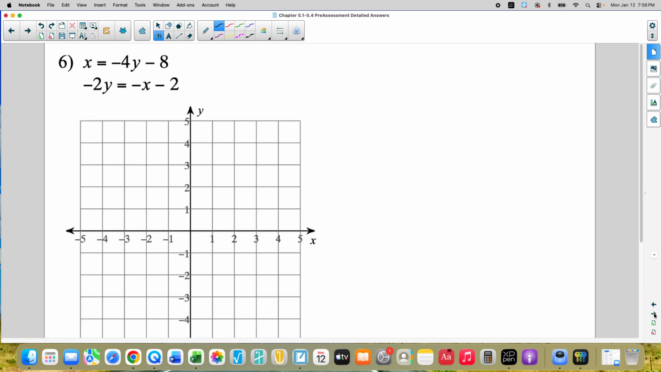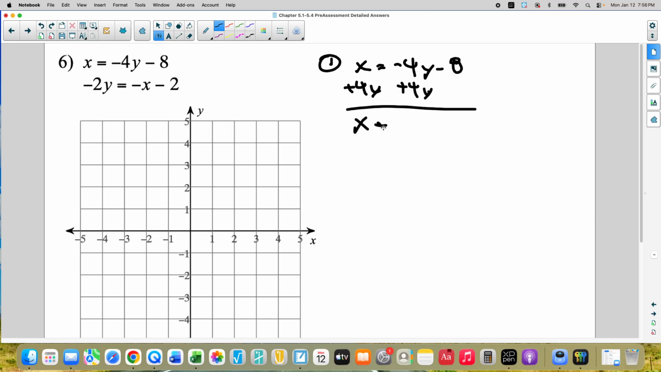All right. Last one, graphing. This is not in any form. I'm going to put it in standard form. We have x equals -4y minus 8. Am I tired? Maybe. It was a little bit of a long day. I'm going to move the 4y over. I'm going to add 4y to get x plus 4y equals -8. And that gives me standard form.